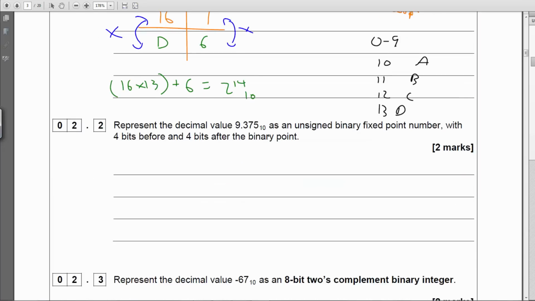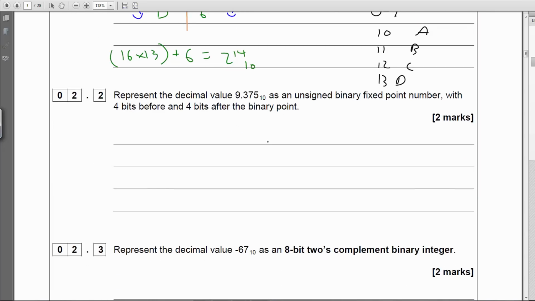So the next question is asking us to represent the decimal value 9.375 as an unsigned binary fixed point number with 4 bits before and 4 bits after the binary point. Without going into a massive amount of detail about binary fixed point numbers, although compared to floating point numbers they're slightly easier, what we're doing is extending the table beyond the decimal point. It's helpfully telling us to write 4 bits before and 4 bits after.